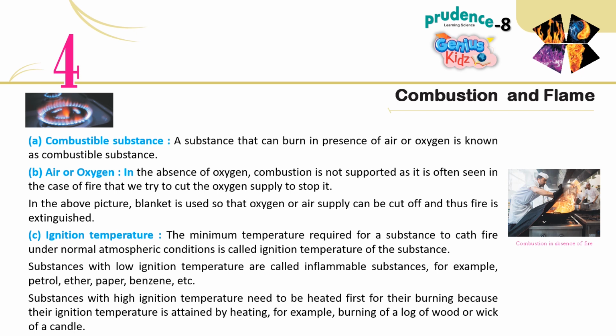The minimum temperature required for a substance to catch fire under normal atmospheric conditions is called the ignition temperature of the substance. Substances with low ignition temperature are called inflammable substances, for example, petrol, ether, paper, benzene, etc. Substances with high ignition temperature need to be heated first for their burning because their ignition temperature is attained by heating. For example, burning of a log of wood or wick of a candle.